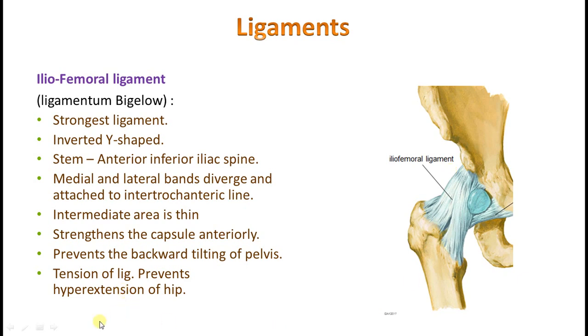It prevents the backward tilting of the pelvis. When the ligament is tensed, it also prevents hyperextension. You are in extended position, a vertical line. Beyond that, hyperextension is limited. Only a very minimal extent of hyperextension is possible. Beyond that, when the ligament becomes tensed, it won't allow further hyperextension.